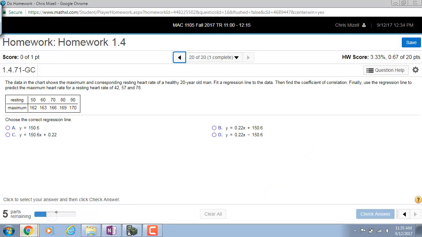Let me find the problem then in 1.5. It's not quite as extensive as this particular one.